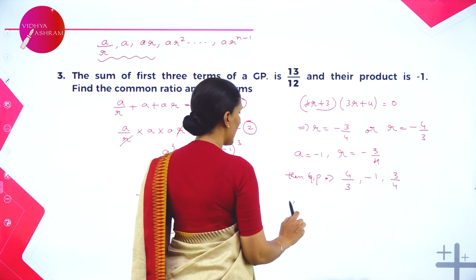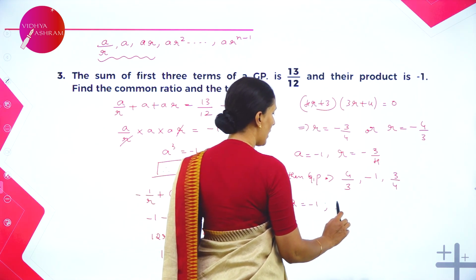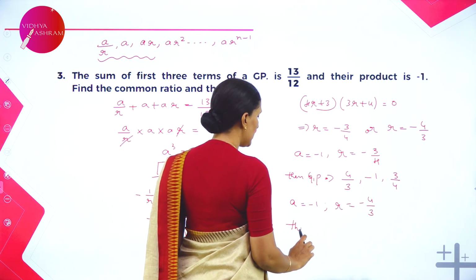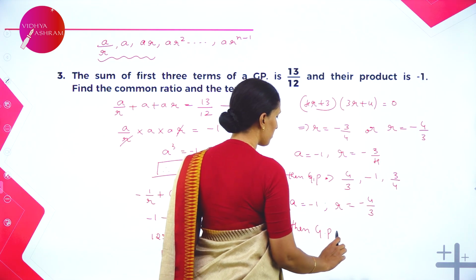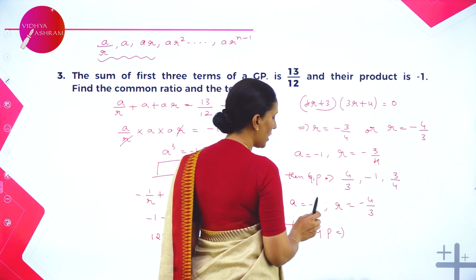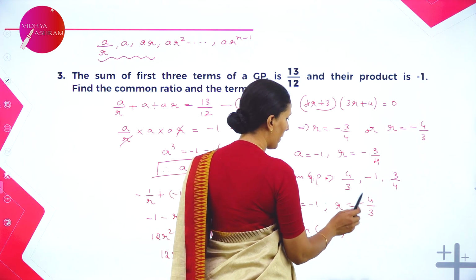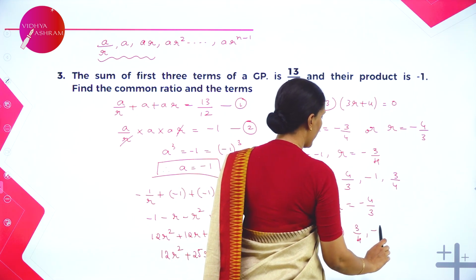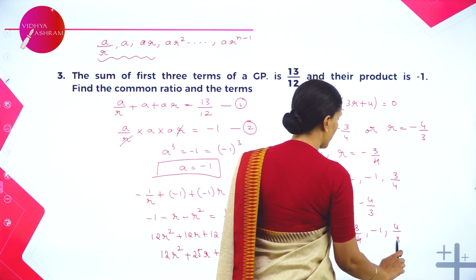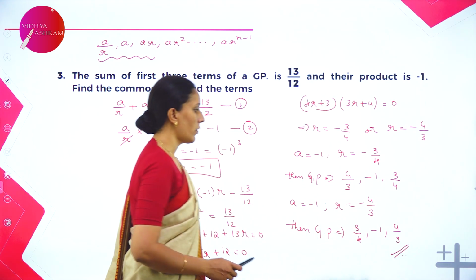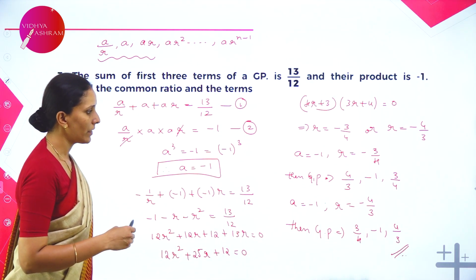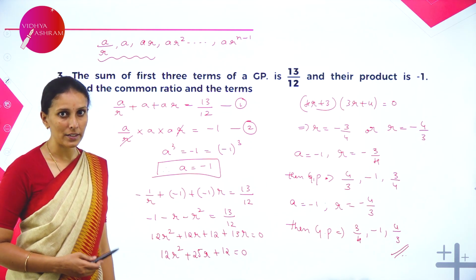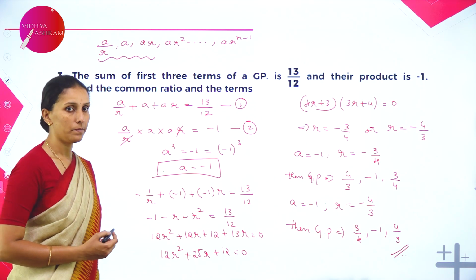If I take A is equal to -1 and R is equal to -4 by 3, then the GP is A by R, -1 by -4 by 3, which becomes 3 by 4, comma -1, comma 4 by 3. So either it will be of the form 4 by 3, comma -1, comma 3 by 4 or 3 by 4, comma -1, comma 4 by 3.